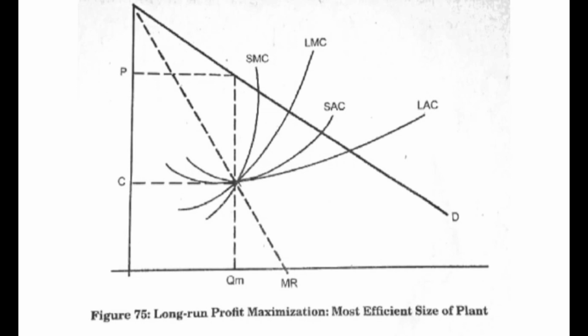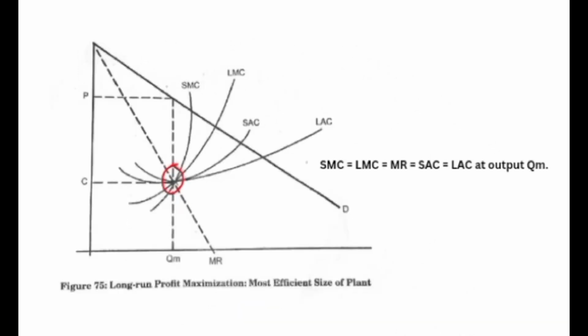monopolist's market and the cost curves are such that the marginal revenue curve hits the minimum point of the long-run average cost curve. The long-run profit-maximizing output is QM, at which the long-run marginal cost equals marginal revenue. At this point, the output will necessarily be at which the long-run average cost is minimum. The most efficient size of plant is built where SMC equals LMC equals MR equals SAC equals LAC at output QM. And lastly, in order to find the profit, we have to use the equation (P - C) times QM.